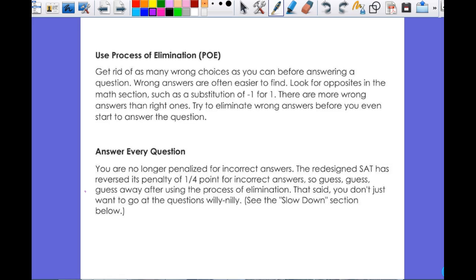So yeah, guess after process of elimination. Don't just go to the question willy-nilly. We're going to slow down. We'll look at that here in just a second too.